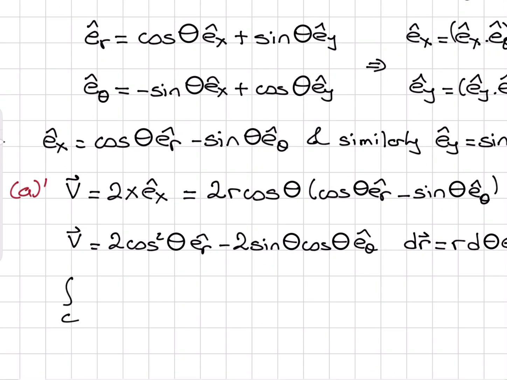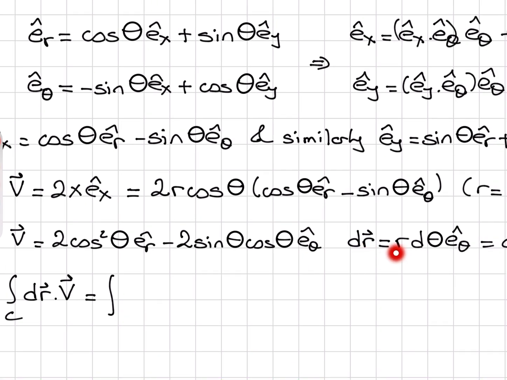The line integral of dr dot product with the vector b is the integral. Now we have dr vector in e theta hat direction. So er hat dot e theta hat is 0, so this will not contribute. We will have minus 2 sine theta cosine theta d theta.